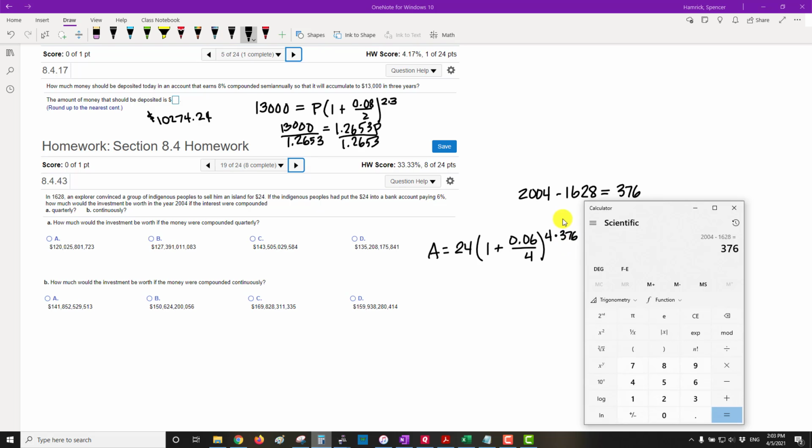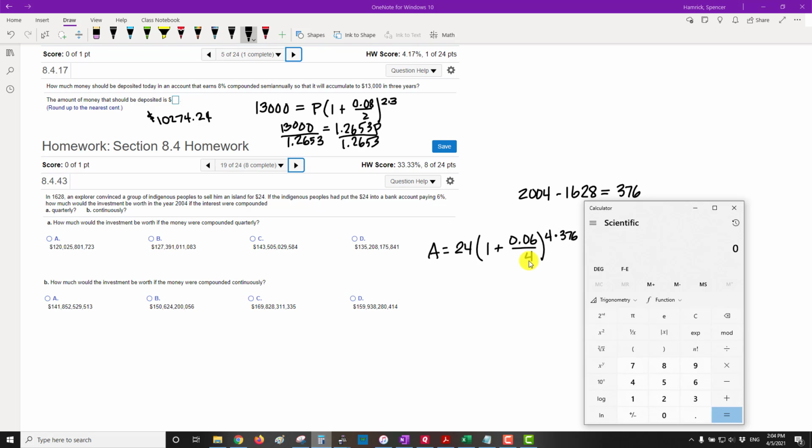Now we'll plug this into our calculator, and before we do that, just notice I calculated the number of years by taking 2004 minus 1628, which tells me that was 376 years ago, and that number goes there. So on the final one here, I'm going to show you how to calculate this with just the most basic of calculators, like this one here on the computer. In the case of this kind of calculator, you need to start with your order of operations. You need to be considerate of order of operations, and the first thing is we have 1 plus 0.06 divided by 4 in parentheses. So we want to do that step first.